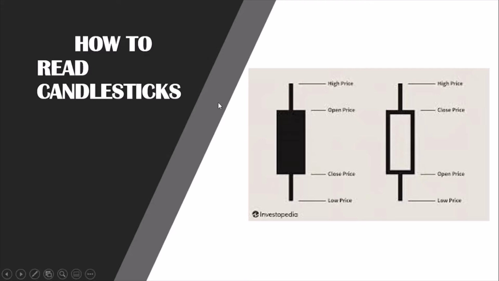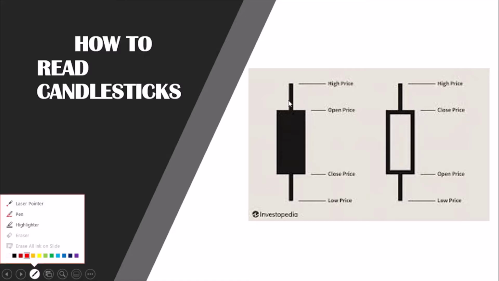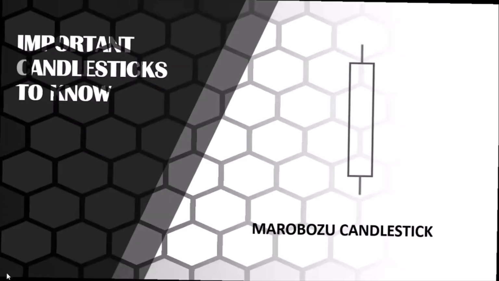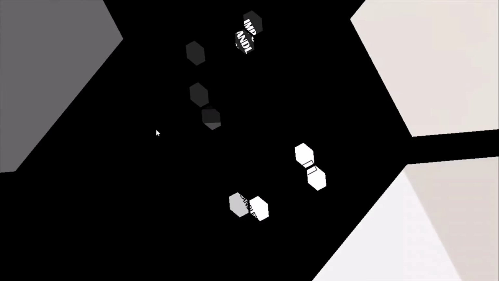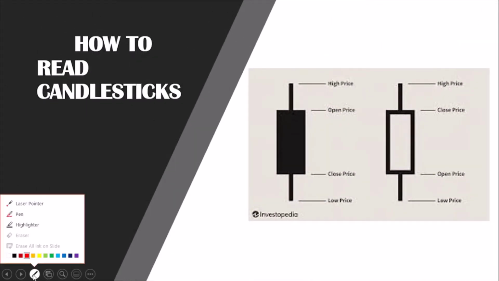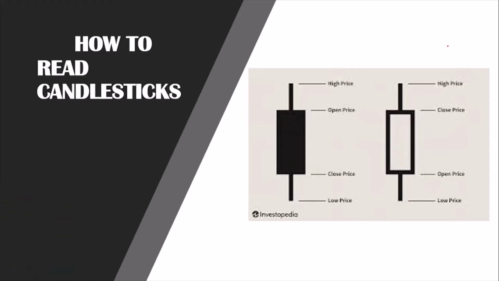Okay, so how to read a candlestick? Basically what we have here, this whole line here is what we call a wick. Oh, I did not mean to do that. So let me go back. Before we move on to Japanese candlesticks, we need to first understand this. So let me pick a pen and show you this whole part here. This is what we call a wick, and then this is the candlestick body.